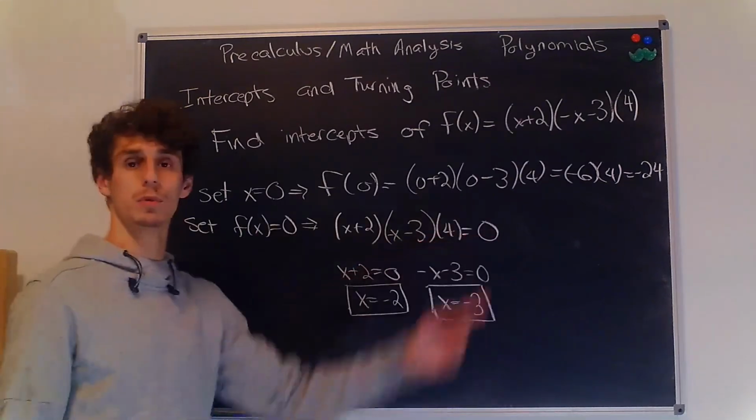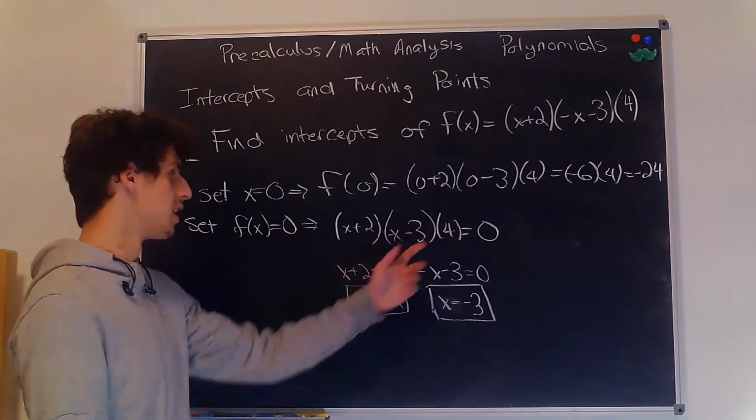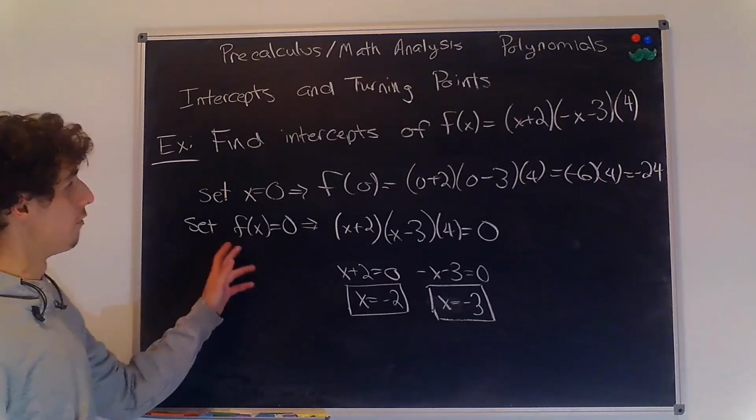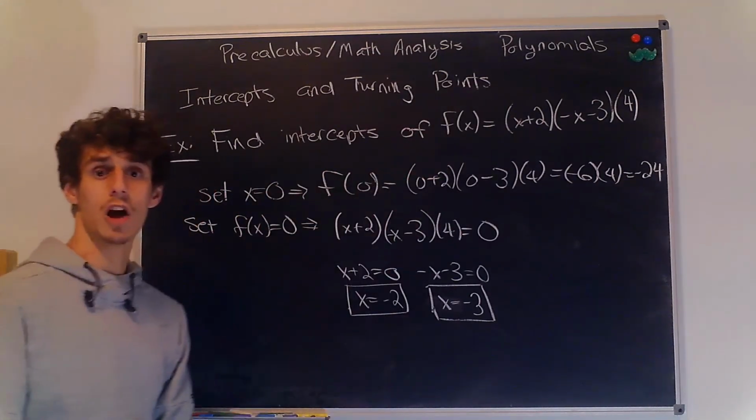And if you set 4 equal to 0, well, it doesn't matter what x is. 4 is never going to be 0. So these are our 2 zeros of this function f of x. Okay, that's good enough for now.